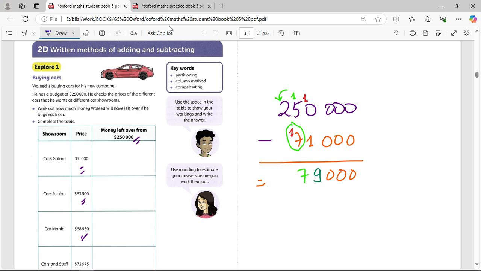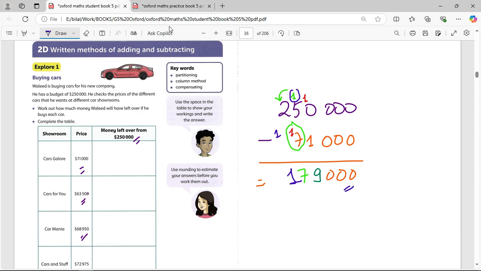Give back this one that you took before. You took this one, so give it back in the bottom. Even though there's no number, it's empty, put 1 on it. Doesn't matter. So 2 minus 1, the answer is 1. And here's my answer. Now the answer is 179,000.